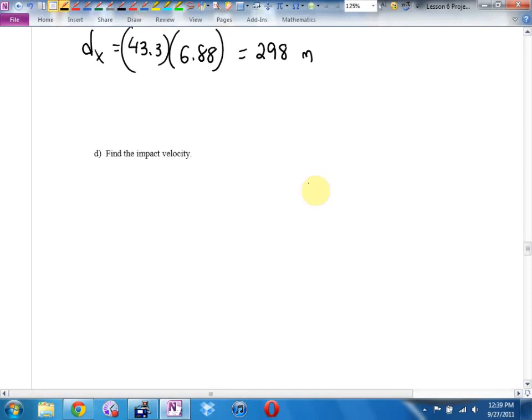I'm going to argue that as a picture, the final velocity looks like this. It's coming at a pretty steep angle. Not vertical, though, because it's still moving sideways. Does that make sense? Launching from a cliff, I think you'd hit at kind of a steep angle. We can break this up into that and that. This is my horizontal velocity of 43.3, because it never changes.